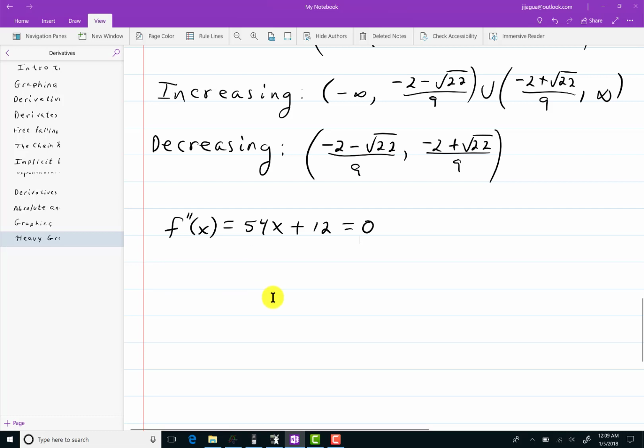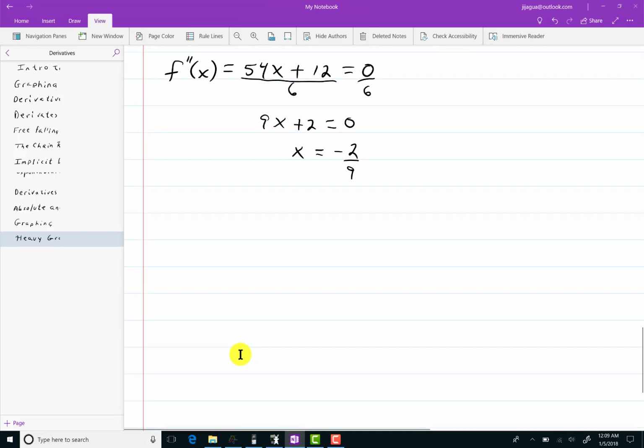And as before, I'll divide everything. I think 6 goes into everything here. 6, 6. So I have 9x plus 2 equals 0. And so x equals negative 2 over 9. And I'll do a sign chart for f double prime with just that number on it. I'll mark off negative 2/9. So for my test value, I'll take it easy here, negative 1 and 0.